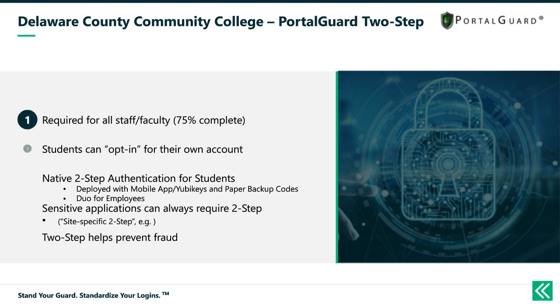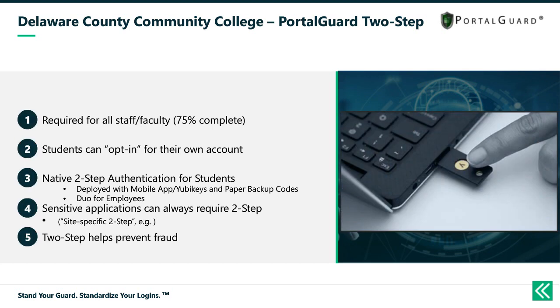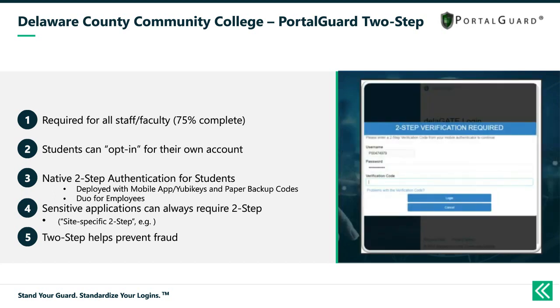So this is a picture of a YubiKey. A YubiKey is just a little token that generates a one-time code. There's no battery inside. You can see in that image there, you just touch it with your finger and it inputs the code. And then this is what it looks like on the PortalGuard side. It asks for a verification code, and the code just populates right off the YubiKey, or that's where you would type in the code from the mobile authenticator.